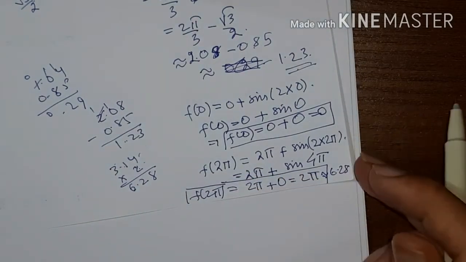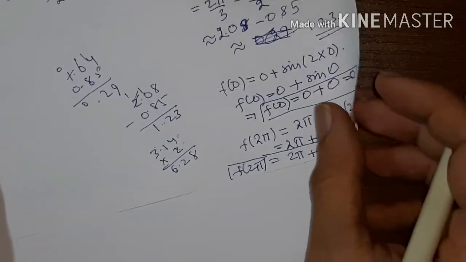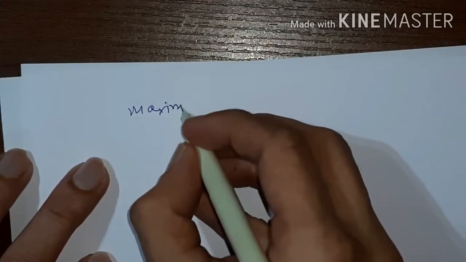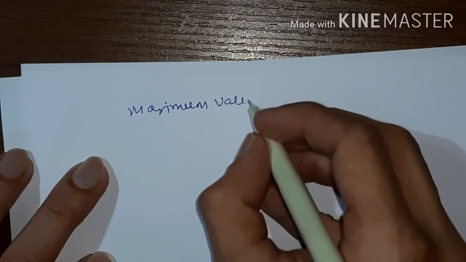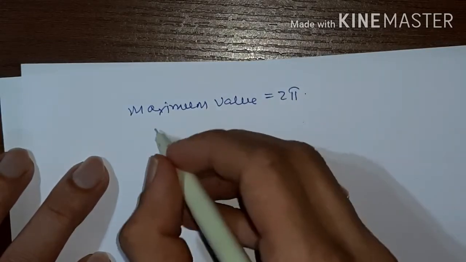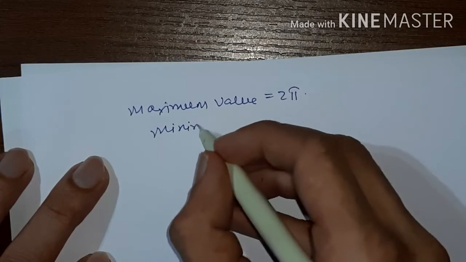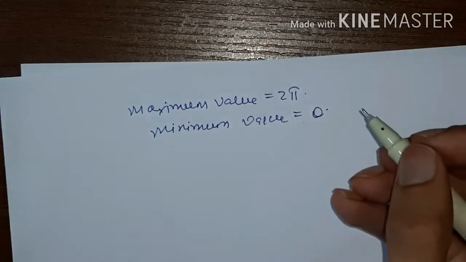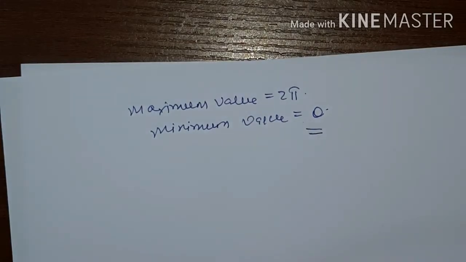So out of these four values, which one is the greatest? Greatest is 2 pi, right? So the maximum value is 2 pi and the minimum value is 0. So this is the solution for problem 12.